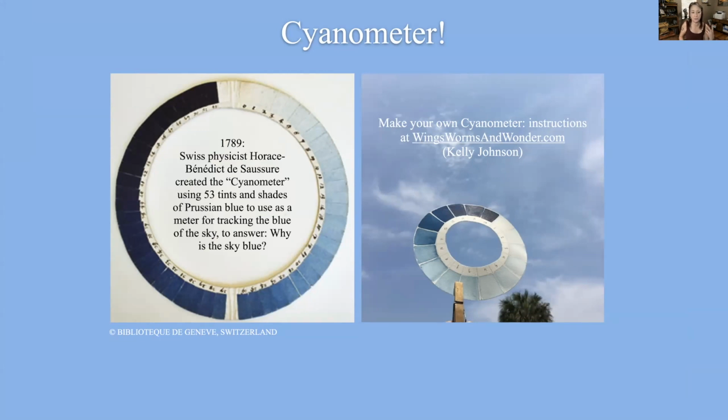He wanted to be able to hold it up like the photo there and then say, oh, the sky's number 16 blue. And he studied this for years, and he was trying to answer why the sky was blue. He actually wasn't the one who finally figured it out, but you could still create your own cyanometer and play with it to give yourself an idea of what color the sky is today, and put that in your field book. So I put that link there as well.